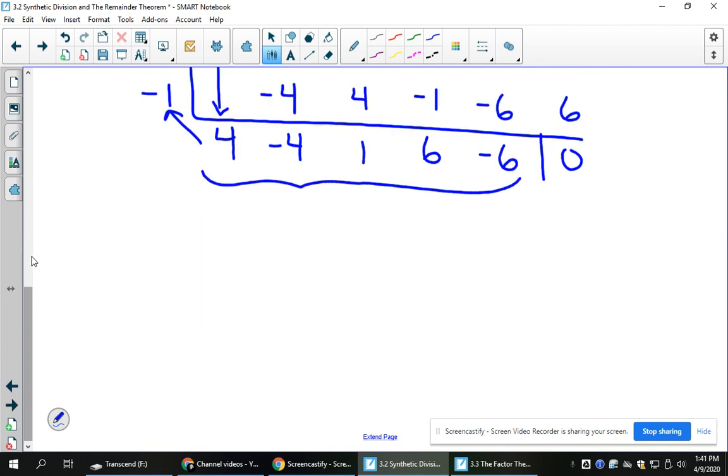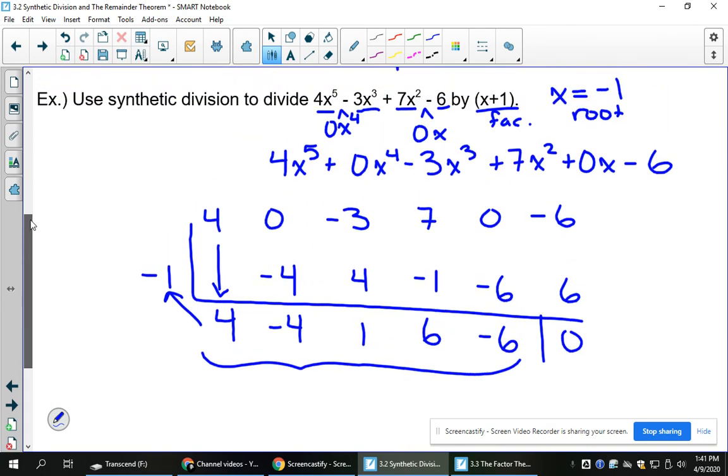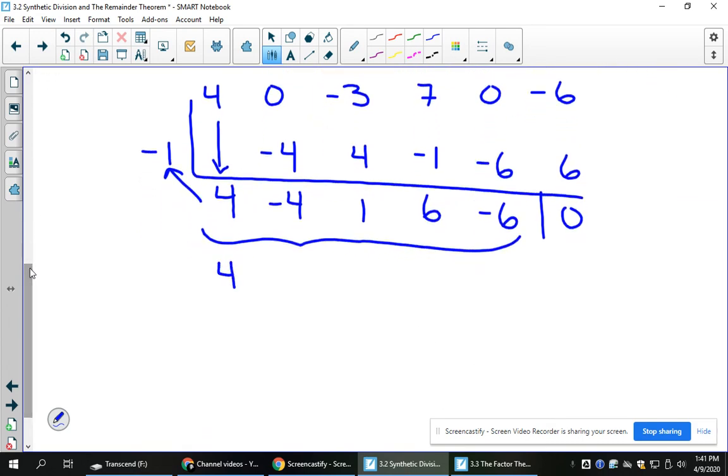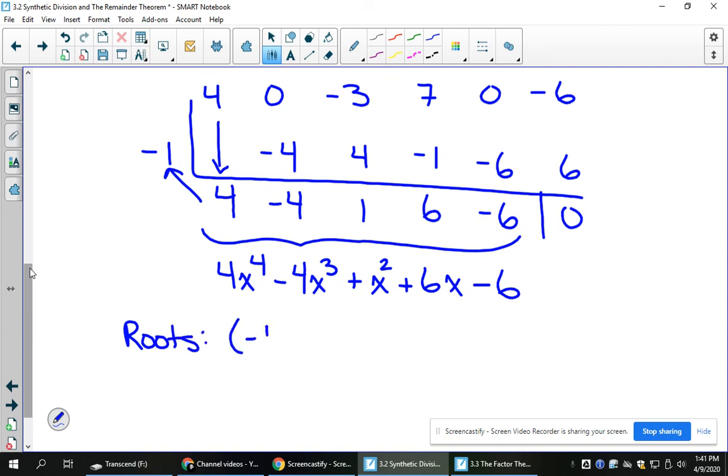This is simply your work, but you have to write what this is all equal to. So if we started with 4x to the 5, your solution is always 1 less in the exponent. So this is going to be 4x to the 4 minus 4x cubed plus 1x squared plus 6x minus 6, just like that. The remainder of 0 means that one of your roots is the point (-1, 0). That's an x-intercept because the remainder was 0.